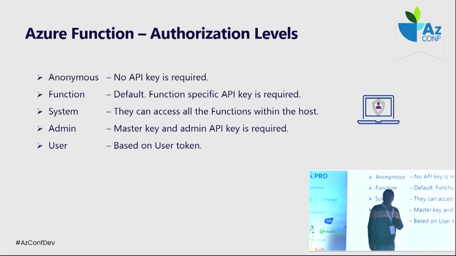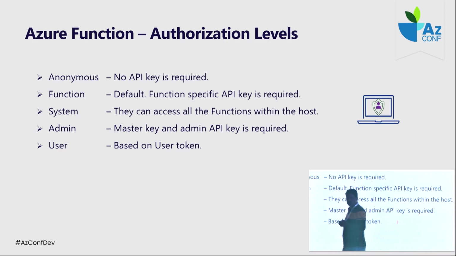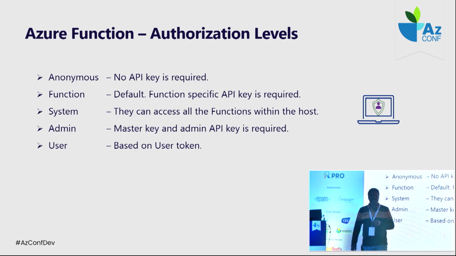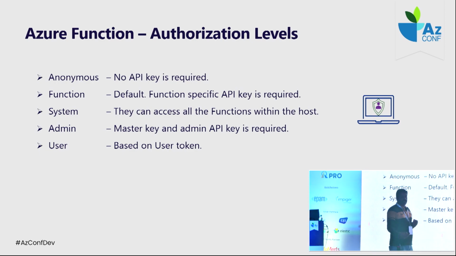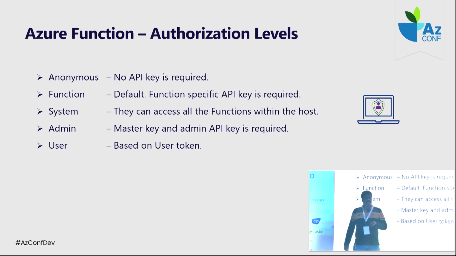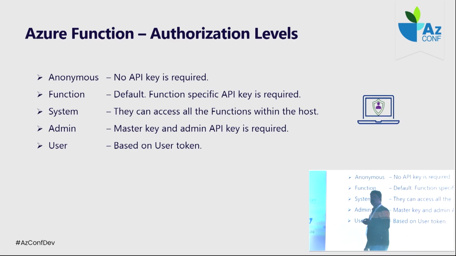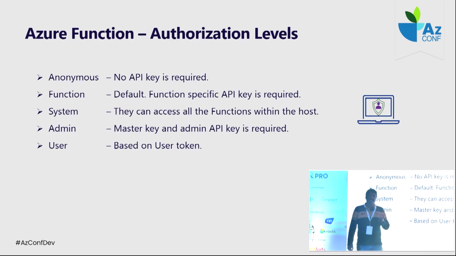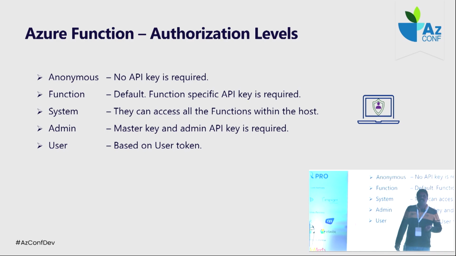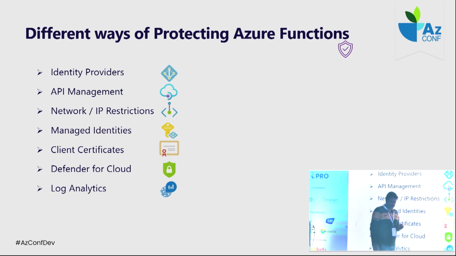Okay, the Azure Functions provide different authorization levels. Basically it provides the anonymous authorization level. That means you don't need to provide any authentication key or authorization key to access the functions. It also provides the function-level API key, which is chosen by default. And you have the system authorization level, the admin authorization level, as well as the user authorization level. For the user authorization level, you need to write your own code to determine whether the user is authorized or not. The other options are built into Azure Functions by default, so the user one you need to write on your own.